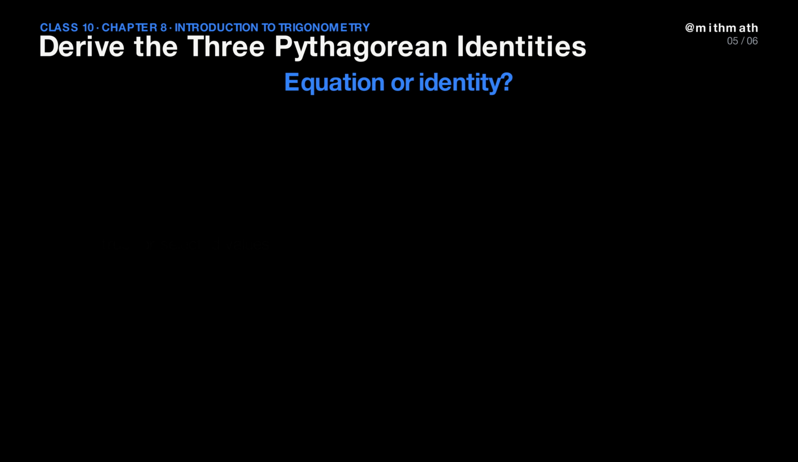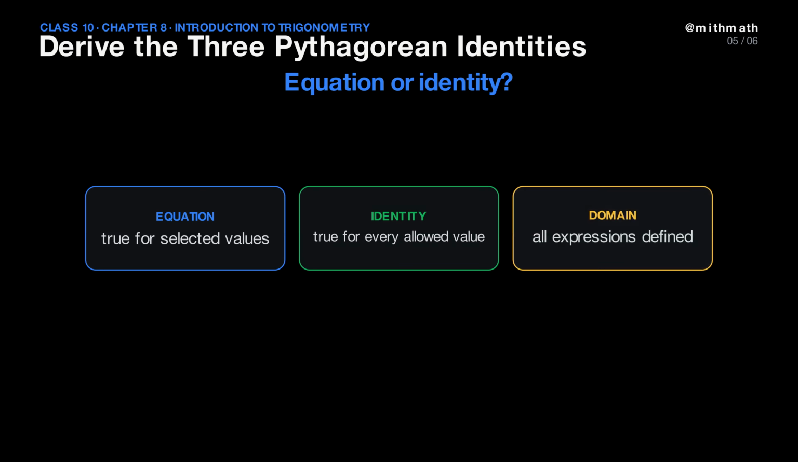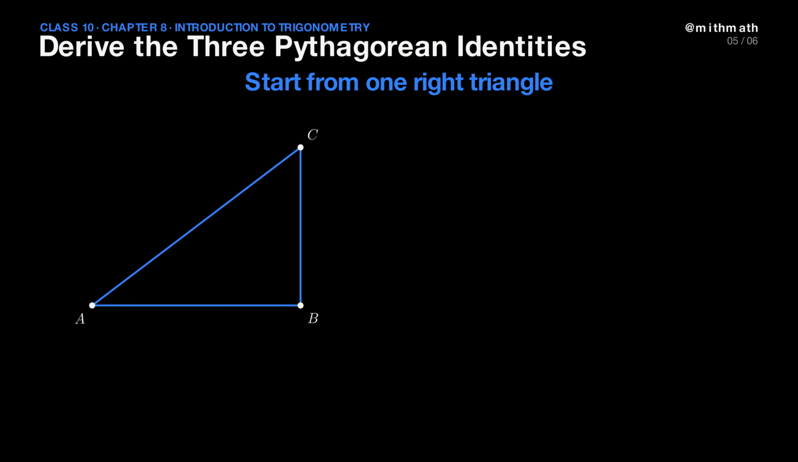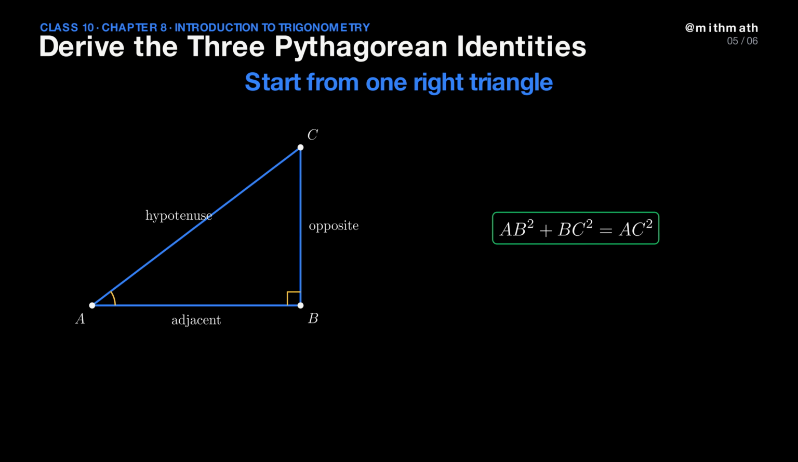A trigonometric identity is an equality that holds for every angle in its stated domain. Checking one angle is evidence, but not a proof. The source of all three identities is Pythagoras: adjacent squared plus opposite squared equals hypotenuse squared.